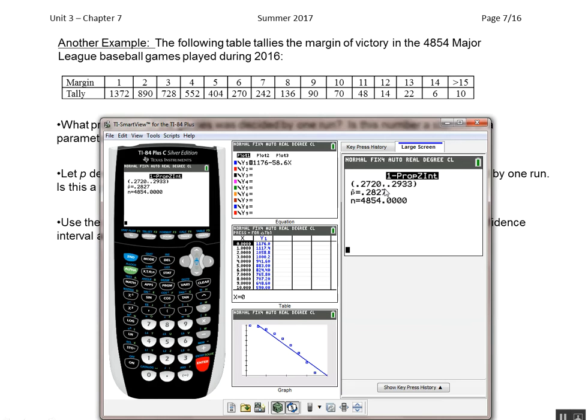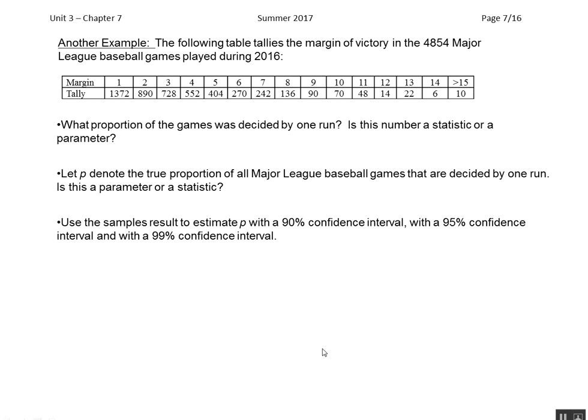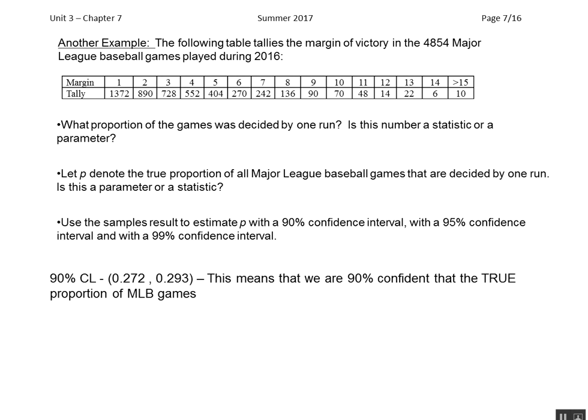This number, and there's a comma there, it's 0.272 comma 0.293. Those are the critical values that show what's inside the 90%. And this 0.282 is actually the middle number. So we can take a look at that real quickly. The 90% confidence level is between these two points here, the 0.272 and the 0.293. And again, we don't have to go to z-scores, it calculates them for us.